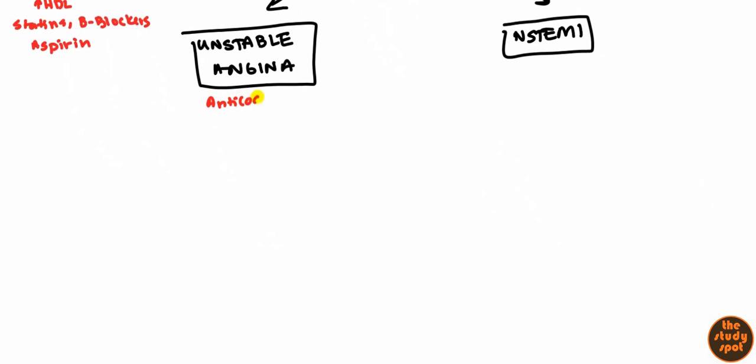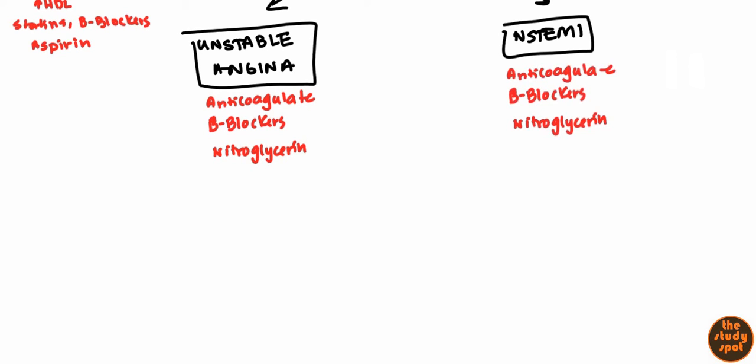Now, for unstable angina and NSTEMI, once it's confirmed, you want to try anticoagulating. If they haven't started beta blockers, you want to start them on beta blockers, and you want to go ahead and continue the nitroglycerin. This is the same for unstable angina, NSTEMI and STEMI as well, which we're going to get to in a little bit. So generally, once you know that it's acute coronary syndrome, these are the next steps in treatment.